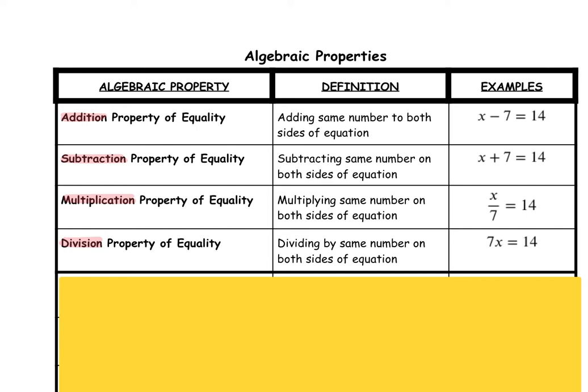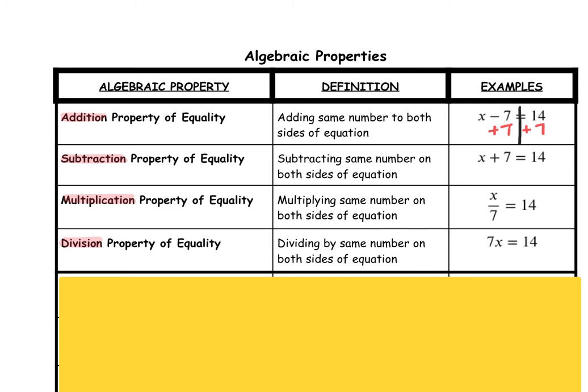Today you're going to learn a short lesson on algebraic properties. We're going to start off with looking at the properties of equalities. We have the addition property of equality. That's when you're adding the same number to both sides of the equation. For example, in this one-step equation, in order to solve for the variable x, you would add 7 to both sides. So when we're doing this, we're using the addition property of equality.